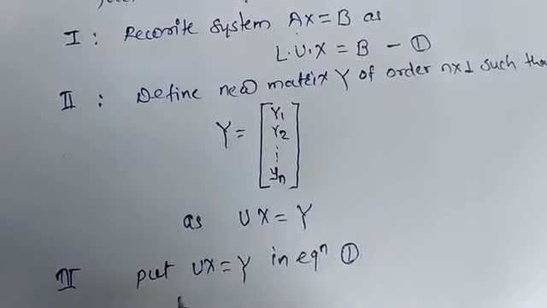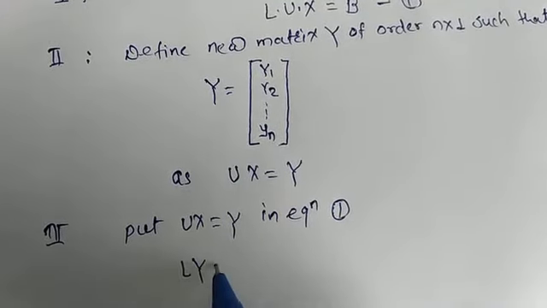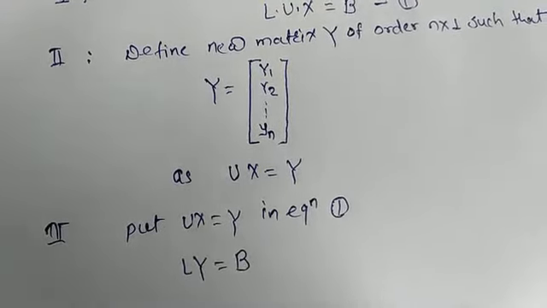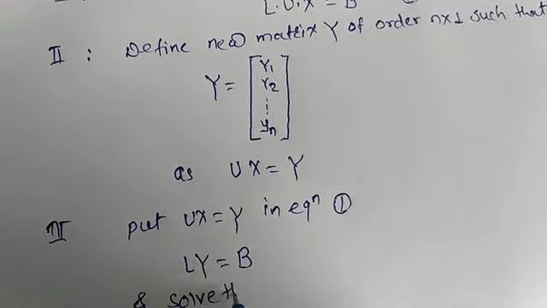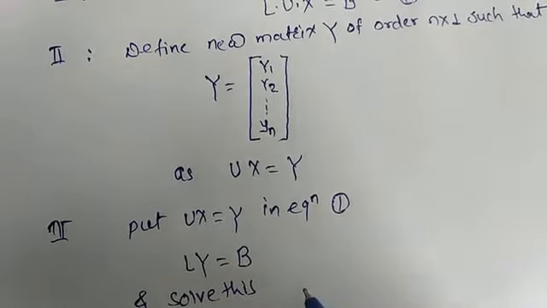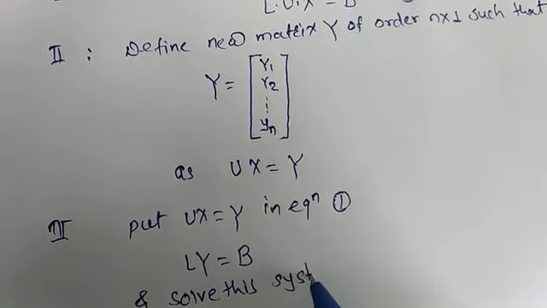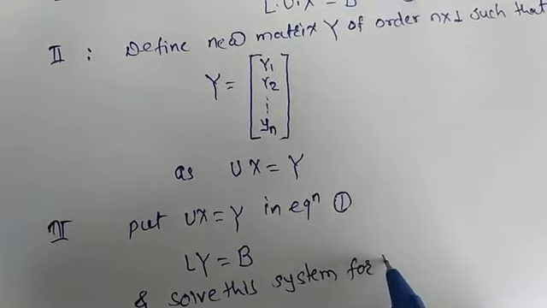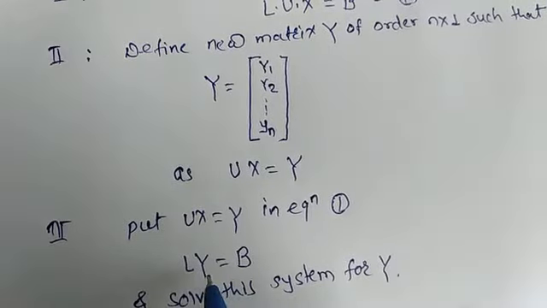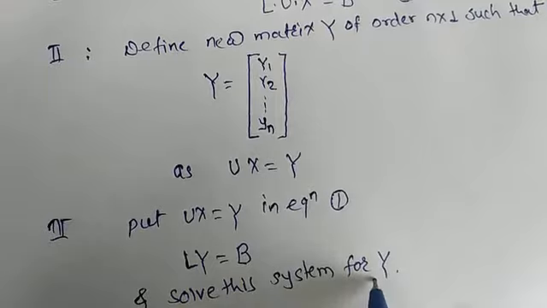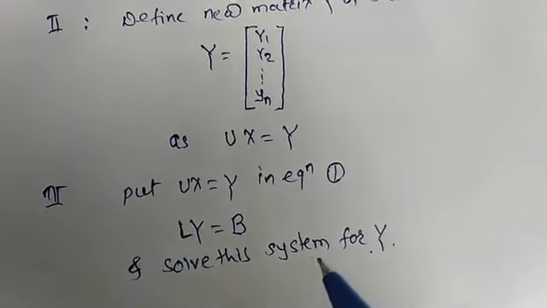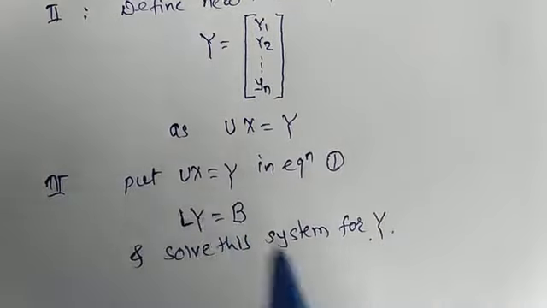So it can be written as Ly is equal to B, and solve this system for Y. So we have to solve this system Ly is equal to B for Y. We will get the solution of Y1, Y2, Y3 up to Yn in this system.